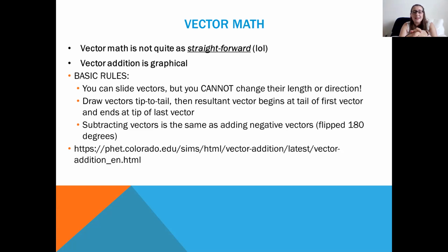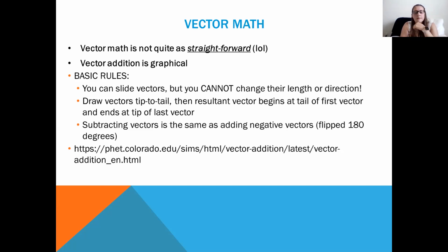Subtracting vectors is the same as adding a negative vector. So when we have a negative vector, we just take it and flip it 180 degrees. It's still the same length, but now it's pointing in the exact opposite direction. And then we can slide it around and do the same sorts of things with it.